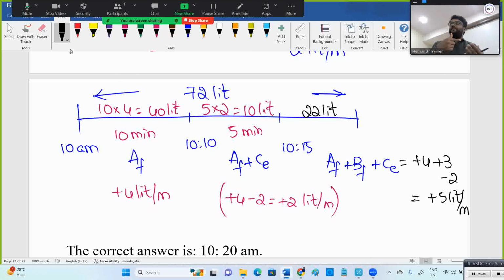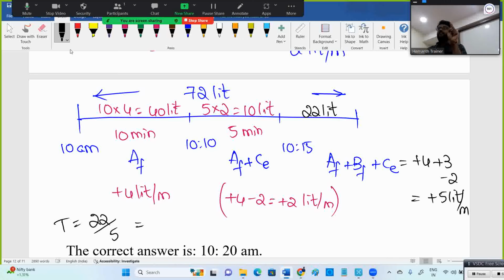It's simple. Time and work, time and distance, pipes and cisterns are all interlinked. You can consider total distance 72 kilometers you need to walk. First 10 minutes you are walking at 4 kilometers per hour. Next 5 minutes you are walking at 2 kilometers per hour. Now you are walking at 5 kilometers per hour. You can go like this also. Right now 22 kilometers you need to walk at 5 kilometers per hour means 22 divided by 5.